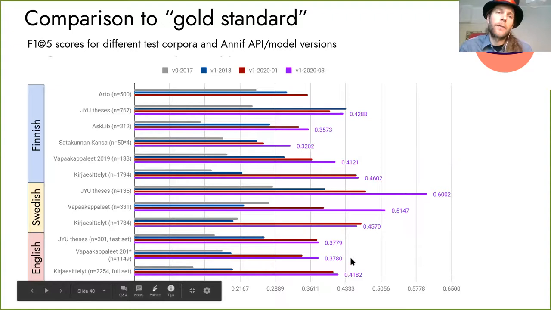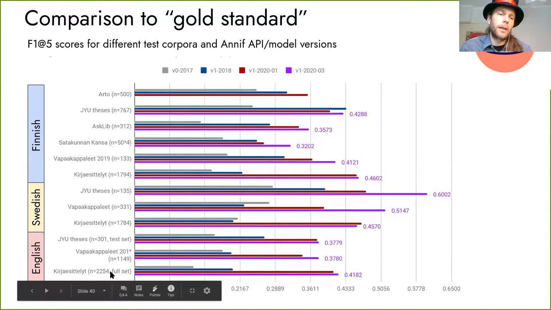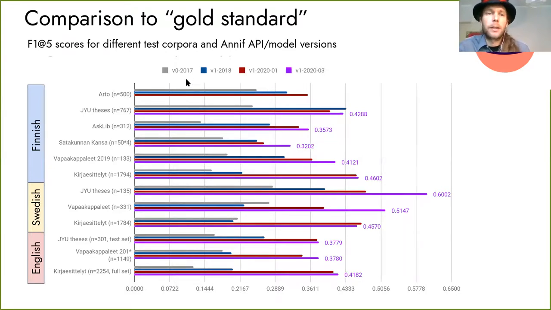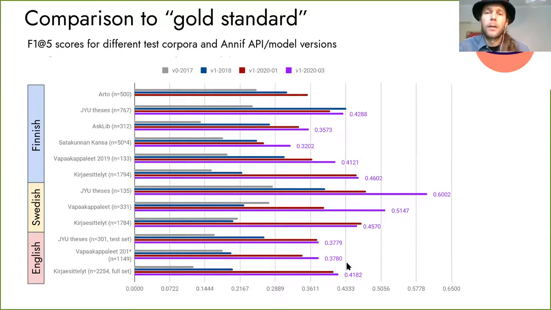Here the bars are showing the F1 scores of the similarity between what Annif suggests and the gold standard for various data sets. Here are six different data sets in Finnish and three in Swedish and three in English. And each color of a bar is one particular version or setup of Annif, and so the gray one is the first prototype, and then the blue one is the next one, and so on, and the most recent one is the purple one. And you should see here the pattern that in almost all cases we have been able to significantly improve the quality of the algorithm suggestions over time. So the most recent model is much better than the previous versions we've had.